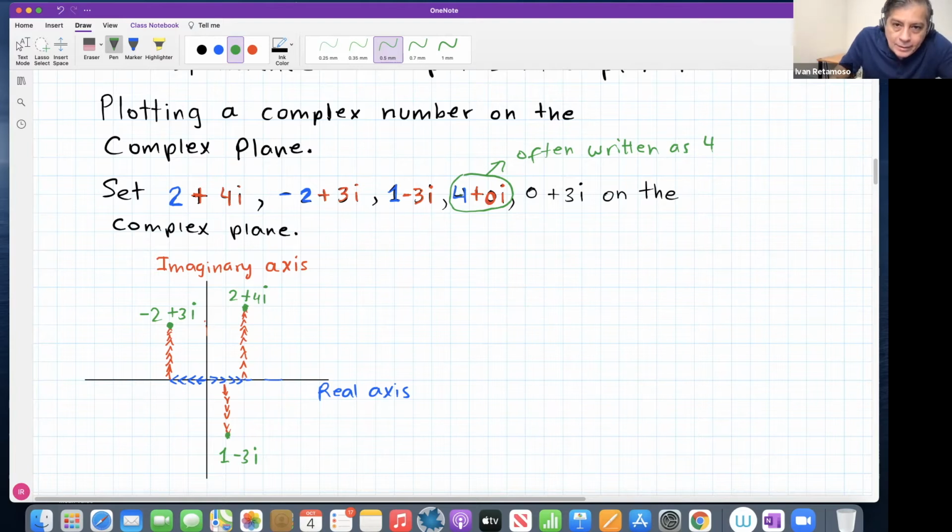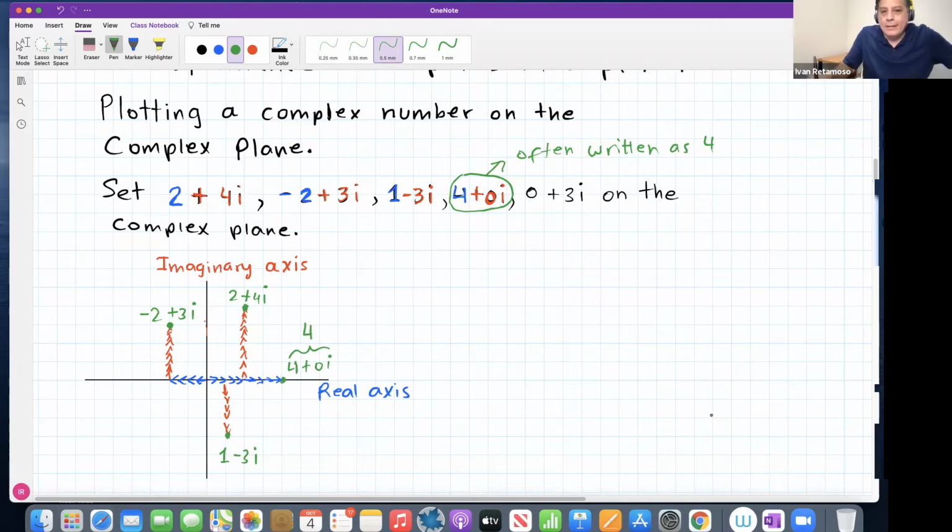So 4 real part means that you have to move 4 units, 1, 2, 3, 4 units to the right, right? And then 0i means that you do not move up or down, right? Neither up nor down, just stay there, because 0 is the imaginary part. So this will be the number 4 plus 0i, which mathematicians very often write just as 4. But it's 4 plus 0i, it's a complex number.